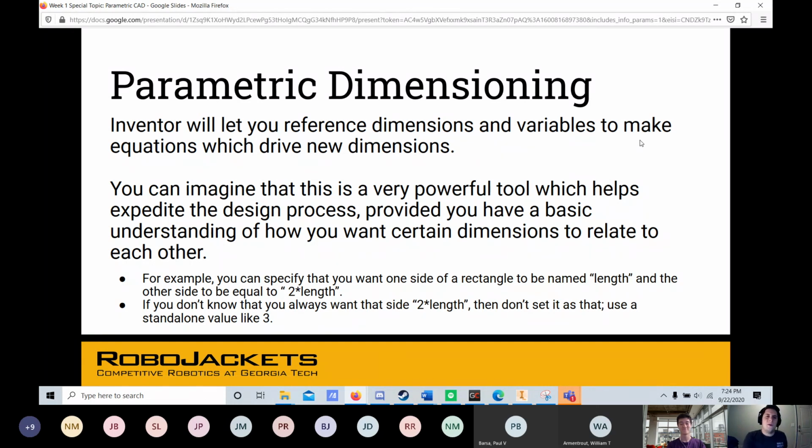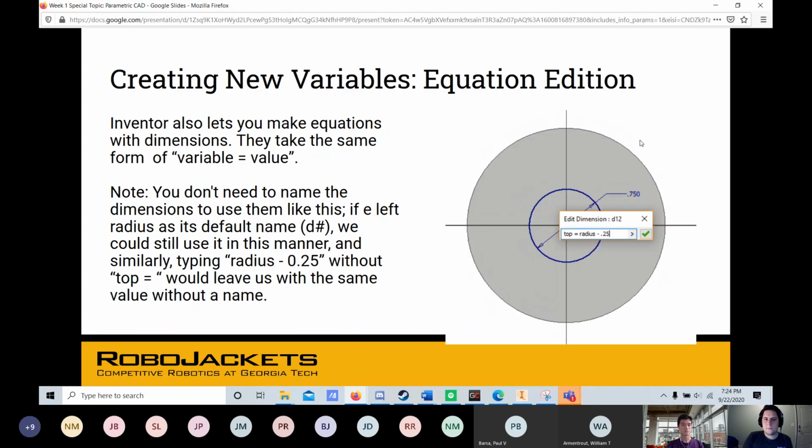And if you don't know that you want that side to be 2 times length, then don't set it as that. Just use a standalone value like 3. It really depends on your application.